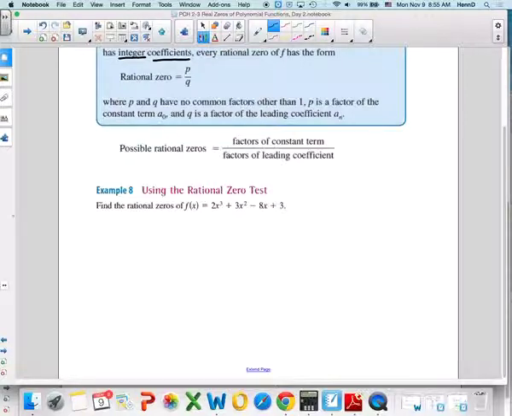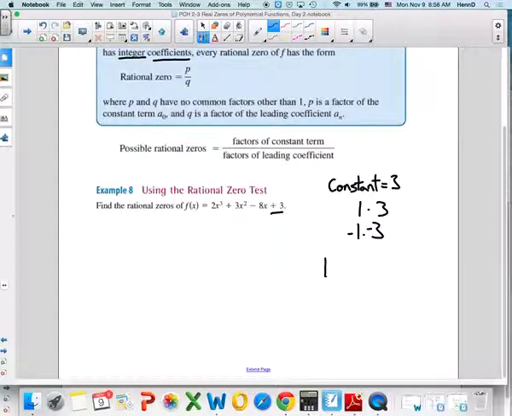So, let's think about this. Our constant term is what in this case? 3, I guess. Yeah, it's 3. Okay, right here. What are the factors of 3? Plus or minus 1 and plus or minus 3. Okay, and here's the deal. It could be positive 1 times positive 3, or it could be negative 1 times negative 3. Don't forget about the negative possibilities. Does that make sense? Okay.